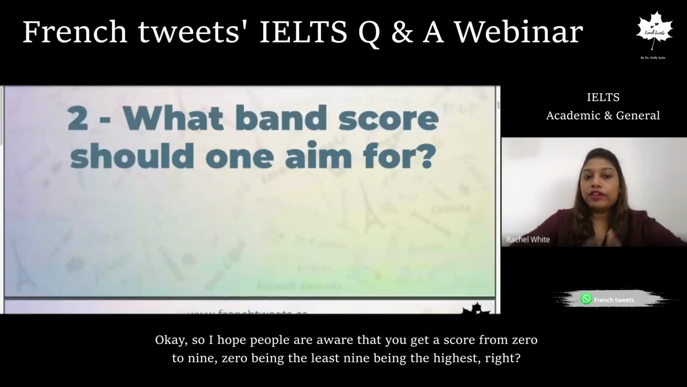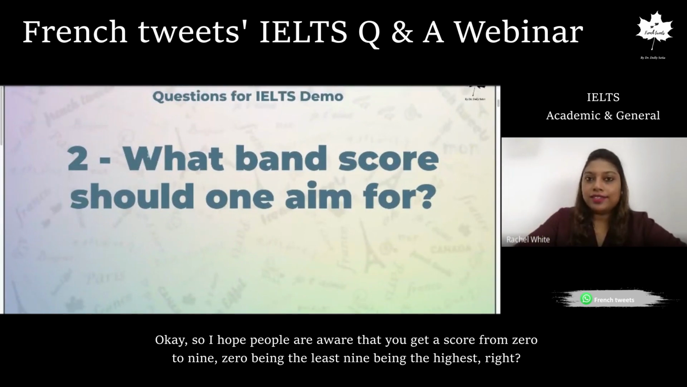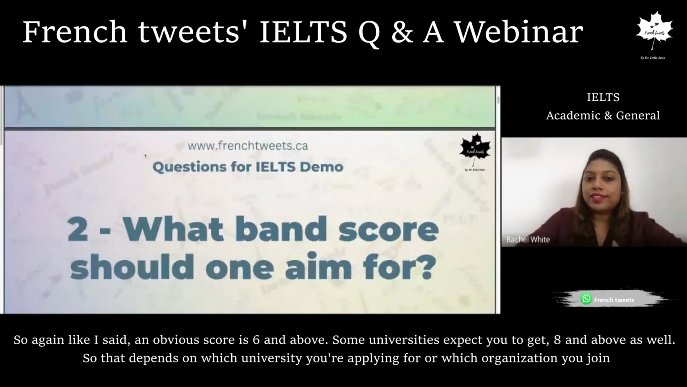I hope people are aware that you get a score from 0 to 9, 0 being the least, 9 being the highest, right? So again, like I said, an average score is 6 and above. Some universities expect you to get 8 and above as well. So that depends on which university you are applying for or which organization you are joining.